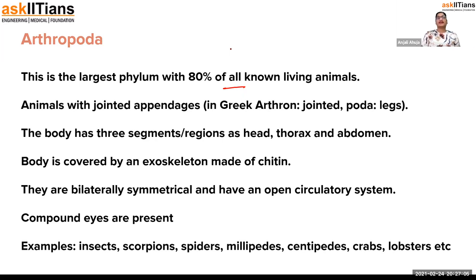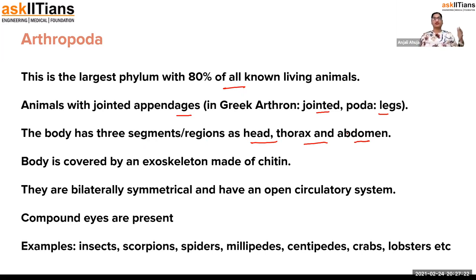Anyways, these animals have jointed appendages. Arthron means jointed and poda means feet. I have told you this already. They have three body segments: head, thorax, and abdomen. This is the head, thorax is the chest cavity, and abdomen is the abdominal region. The body is covered by the exoskeleton.